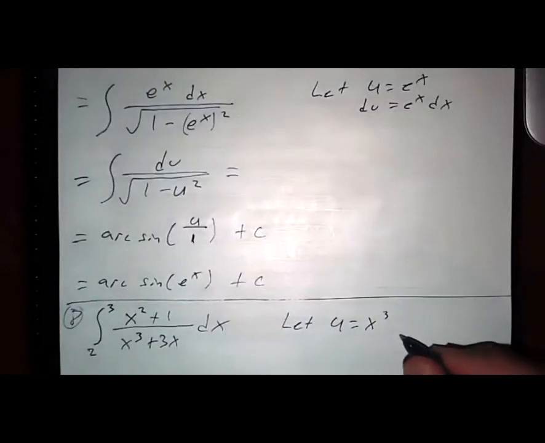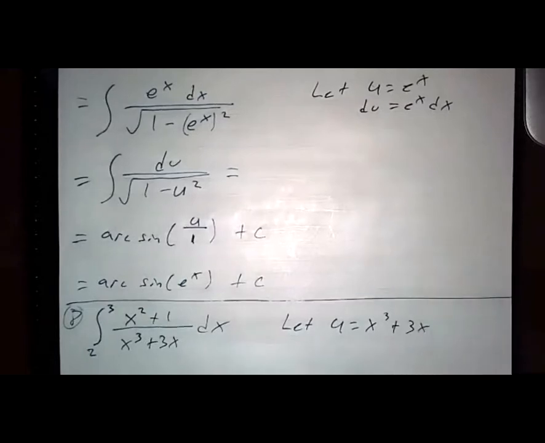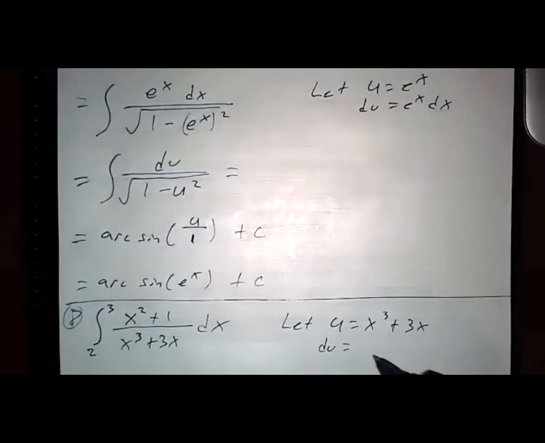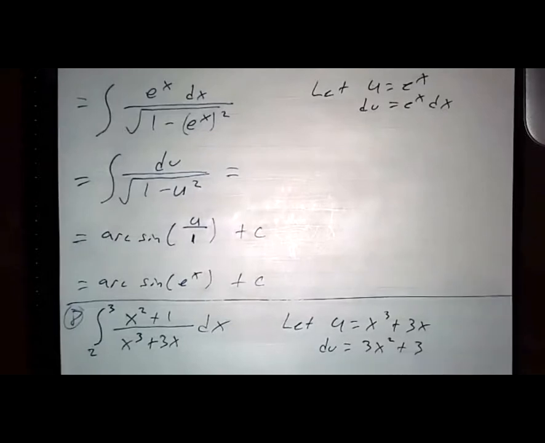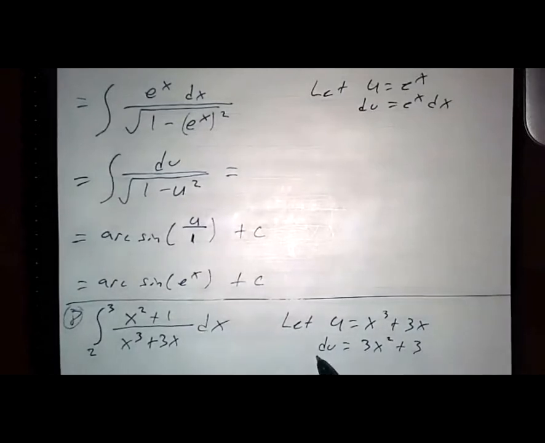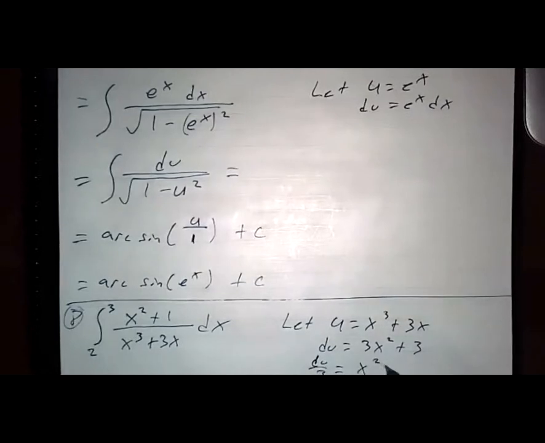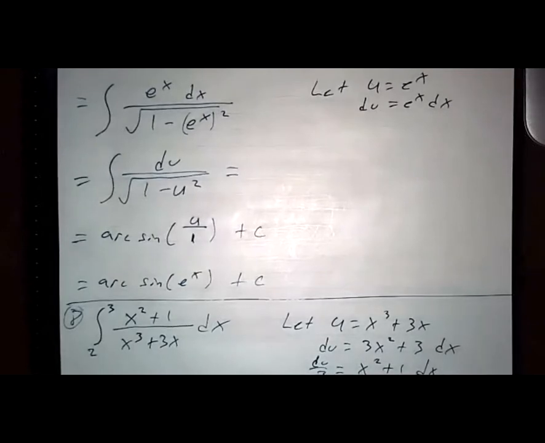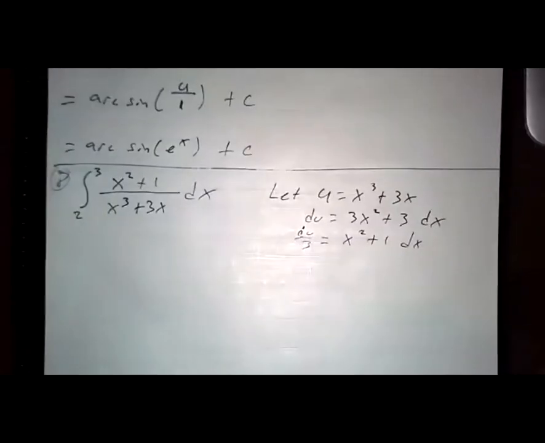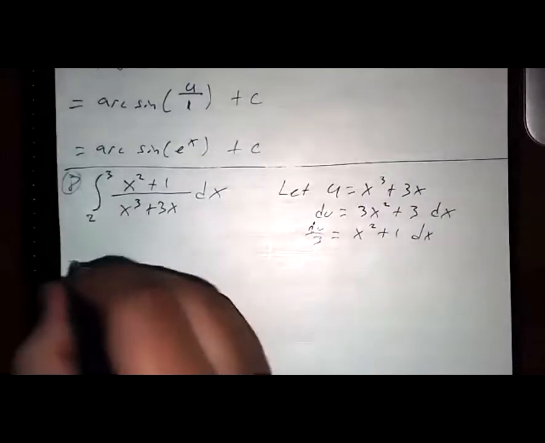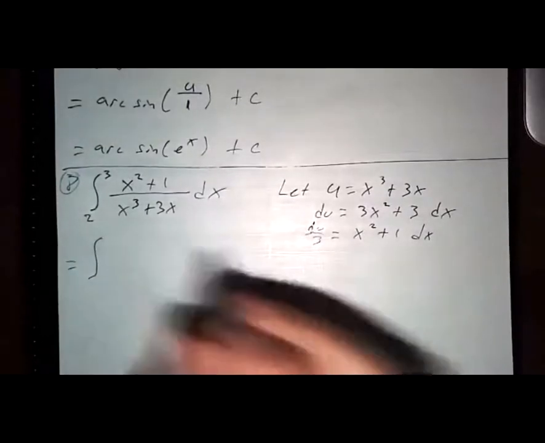Let u be x cubed plus 3x. Let du be 3x squared plus 3. There is no 3 anywhere on top, so divide by 3, and that will give us (x squared plus 1) dx. So at this point, do the sub, and we should be pretty much done.